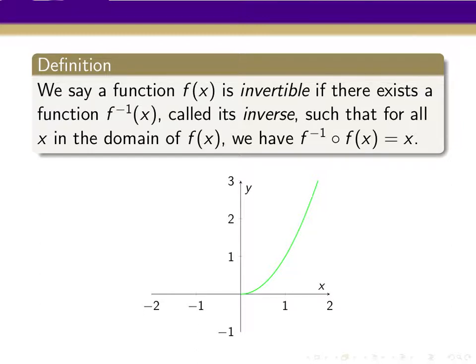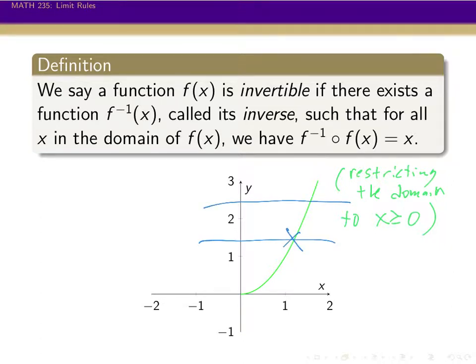What we did right here, this is what's called restricting the domain to all x that are greater than or equal to 0. And so by taking away the part of the domain where x is negative, now when we do horizontal lines across, we're only crossing the function once. Okay? And so now we can swap the x and the y values and end up with a function the other way. So how exactly does that work?